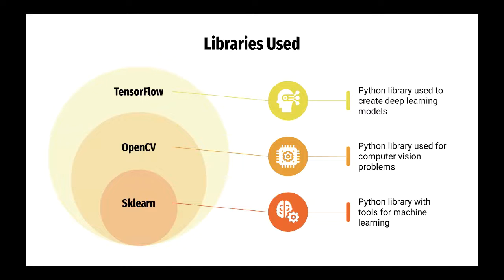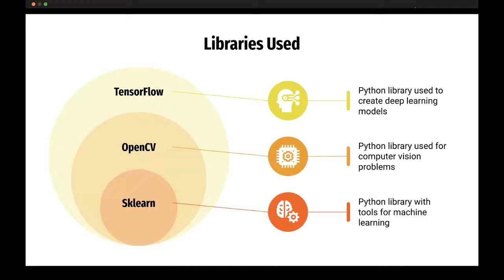TensorFlow we used as a model library that helped us create our deep learning models, especially the CNNs, as it provided methods for creating sequential models and layers. OpenCV is used for computer vision problems such as ours, as it helps resize, crop, and pre-process the images for the model. And the sklearn library provides tools for machine learning, such as splitting training and testing data, and randomly shuffling them.